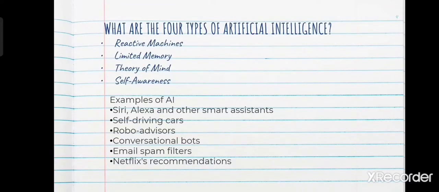What are the four types of artificial intelligence? They are reactive machines, limited memory, theory of mind, and self awareness. These are categorized based on human senses. Let's take a few examples of AI, like Siri, Alexa, and other smart assistants, for example in our mobiles, Google Assistant, self-driving cars, Google Maps, robo advisors, conversational bots, email spam filter, Netflix recommendation. These are judged according to our preferences and we get suggestions based on them. So these are the four types of artificial intelligence.